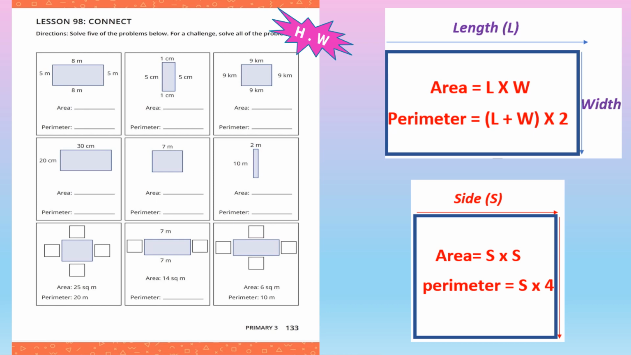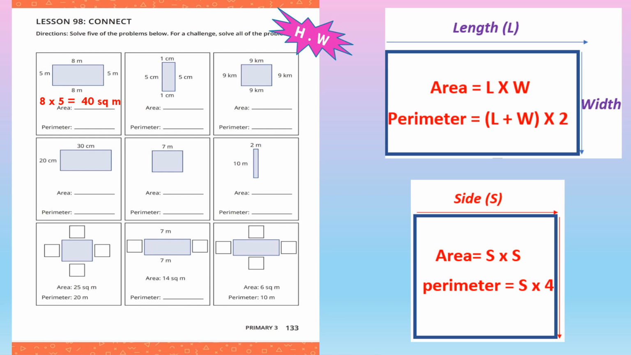Let's solve number 1. We have here a rectangle. Its length is 8 meters and its width is 5 meters. The area of a rectangle equals length times width. So 8 times 5 equals 40 square meters. Don't forget the unit, square meters.